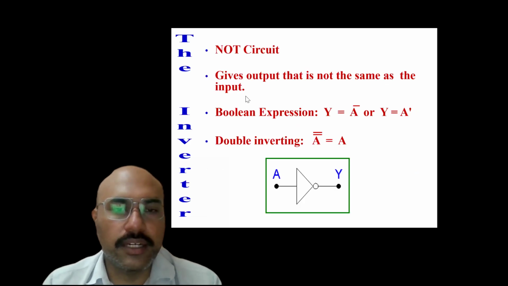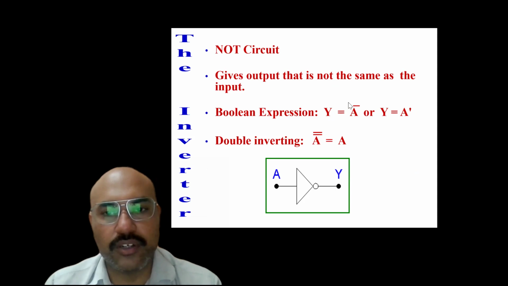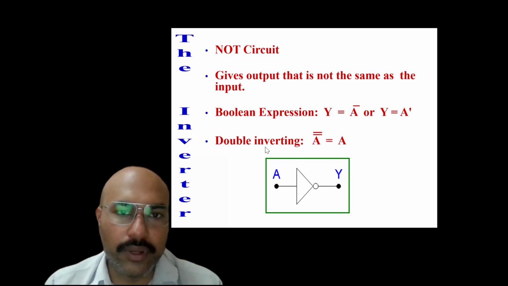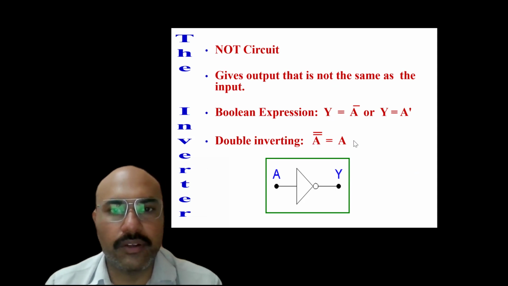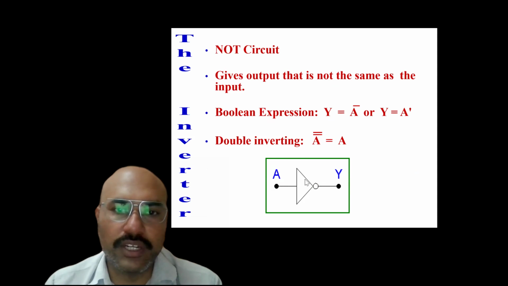Now the NOT gate gives an output that is not the same as the applied input. That means whether you apply A or B, you will always get the complement of that applied input. So Y is always equal to A bar, or Y equals A dash. If you apply double inversion, that means once you apply two NOT gates in series, then your output will be the same as the applied input. Suppose A is the applied input, then in the output Y you will get A bar.